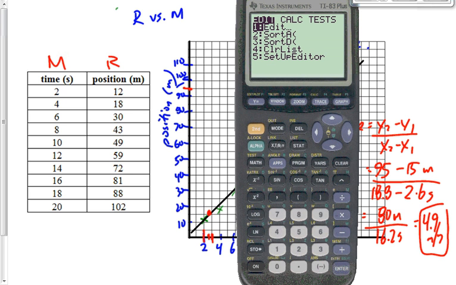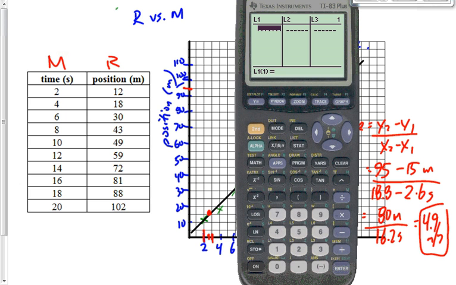Then I want you to hit Enter, because you're actually hitting Enter for Edit. Right? It's the first option. Okay, right now, I see a blank data table. I want to enter my data into that data table. So let's go my x-axis first. We're going to go 2, enter, 4, enter, 6, 8, 10, 12, 14, 16, 18, and 20. All my x variables, all my x values, I should say, are in there.